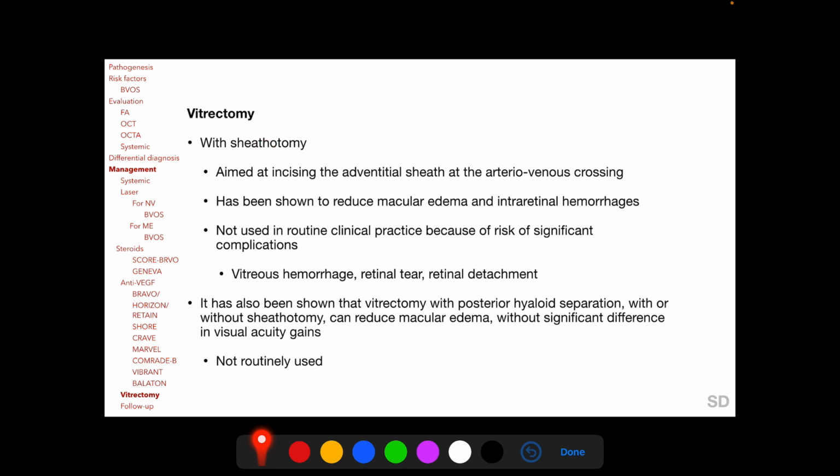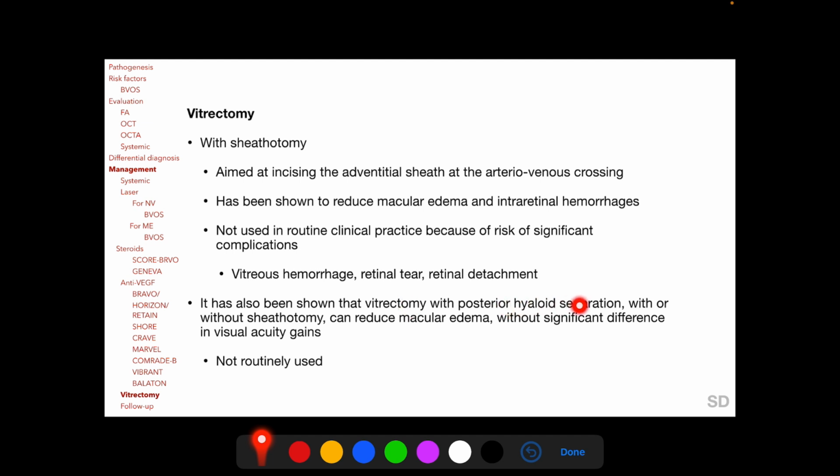Vitrectomy with sheathotomy has been attempted in eyes with BRVO and is aimed at incising the adventitial sheath at the arteriovenous crossing. This procedure has been shown to reduce macular edema as well as intraretinal hemorrhages, but is not used in routine clinical practice because of risk of significant complications.